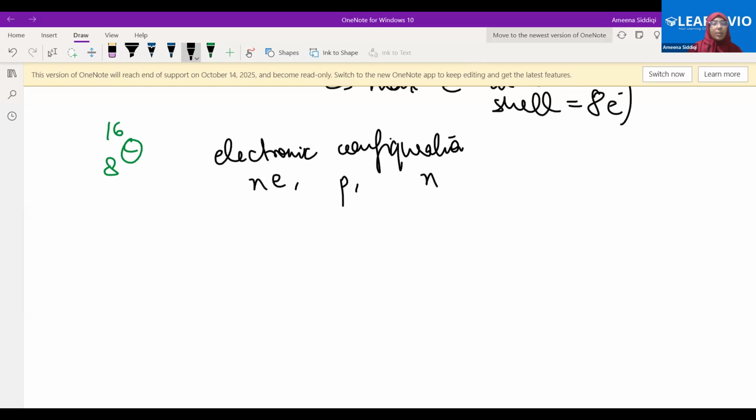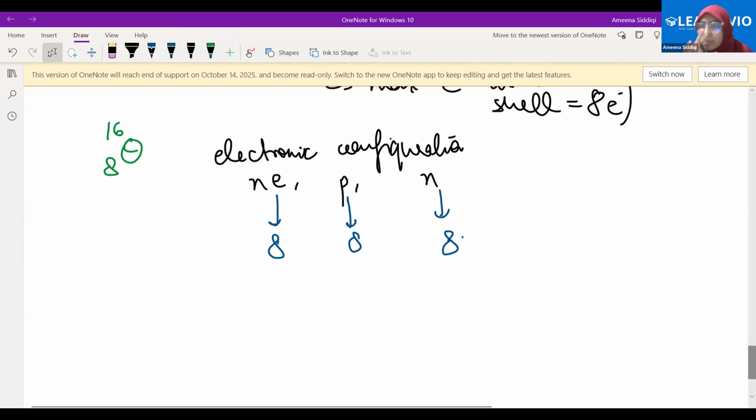Nikhil, how many protons in this atom? Ma'am, 8. How many electrons in this atom? 8, ma'am. How many neutrons? 9. Huh? 16 minus 8 gives you 8. Fine, 8. Oh, okay, ma'am, sorry. No worries.